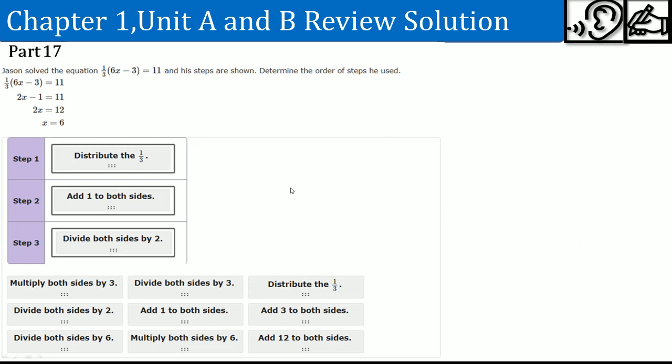There were 17 parts. So there you go. That's all the solutions.